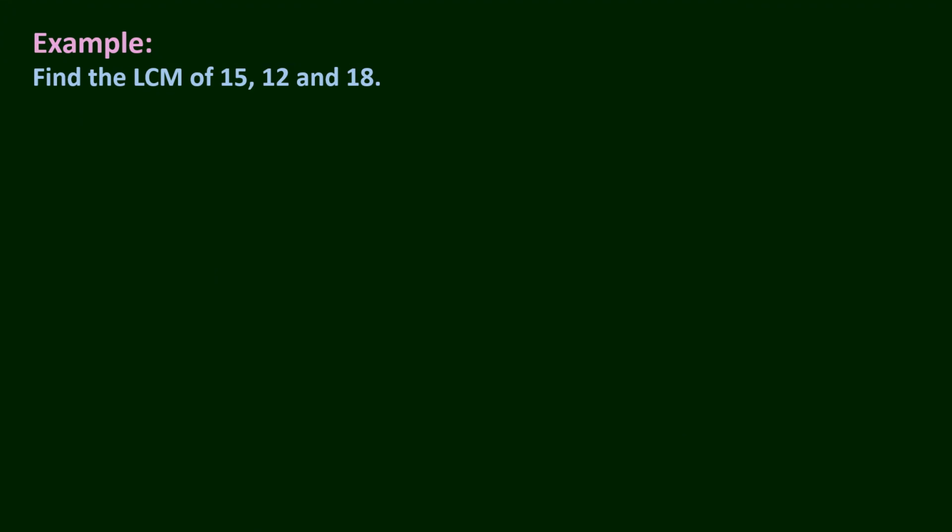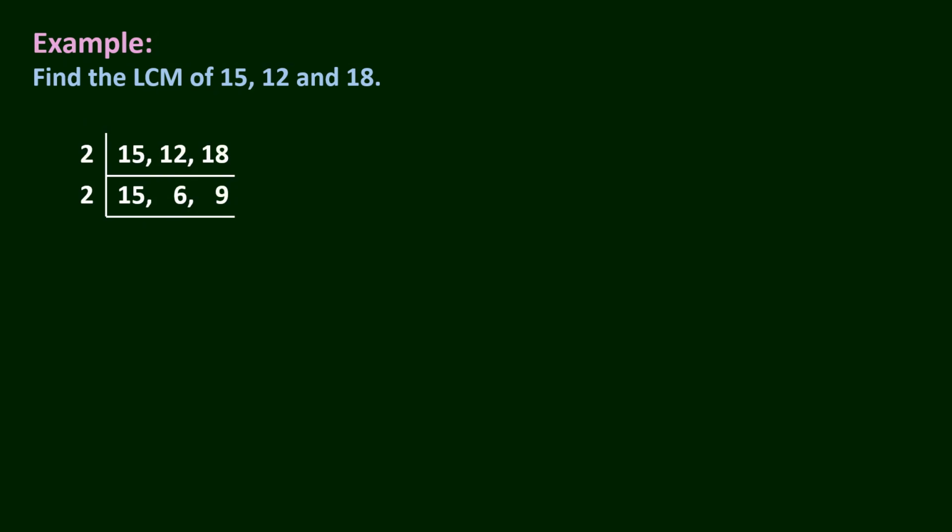Let's consider three numbers. Find the LCM of 15, 12, and 18. Follow the same steps as previously and multiply the divisors together to get the answer for the LCM. Let's consider 15, 12, and 18. The first prime number you know is 2. But 15 is not divisible by 2. Leave 15 as it is and divide the others. 15, 6, and 9.